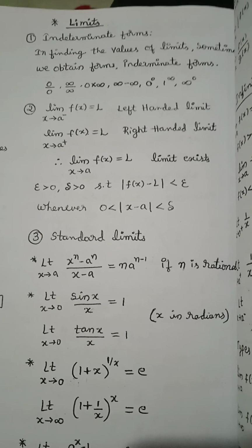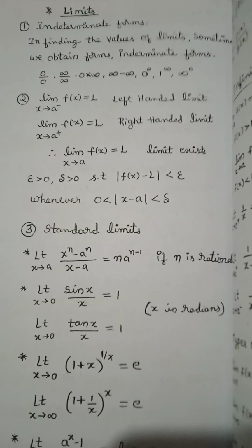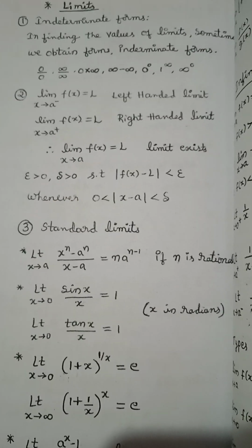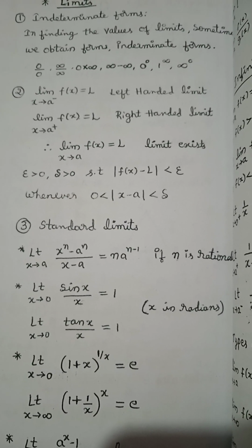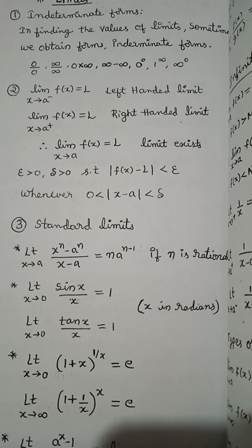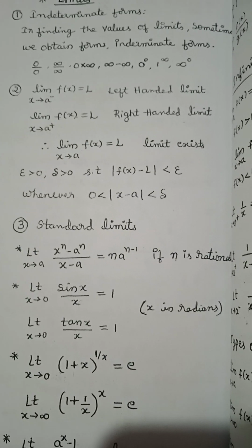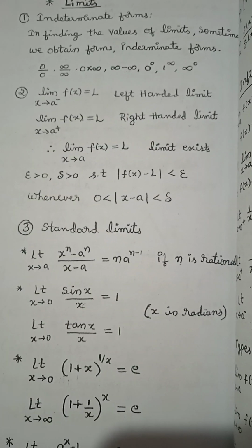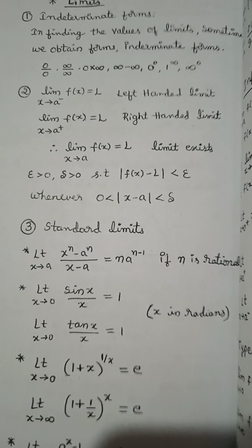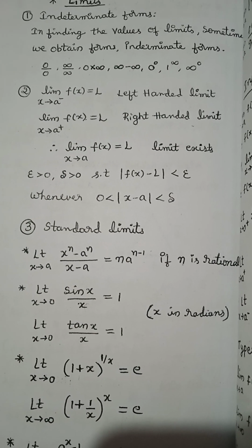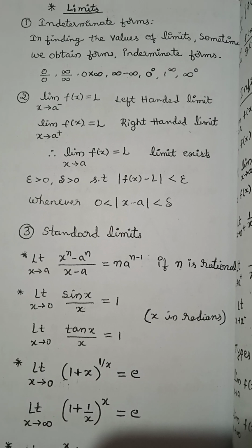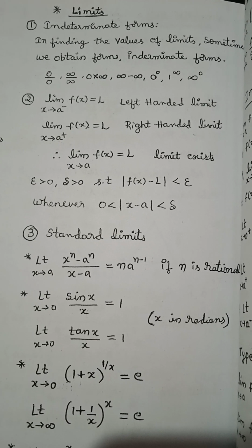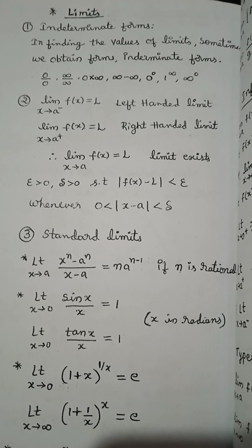Limits. Indeterminate forms. In finding the values of limits, sometimes we obtain forms such as 0 by 0, infinity by infinity, 0 into infinity, infinity minus infinity, 0 power 0, 1 power infinity, infinity power 0. In such cases, use some techniques to obtain the limits.